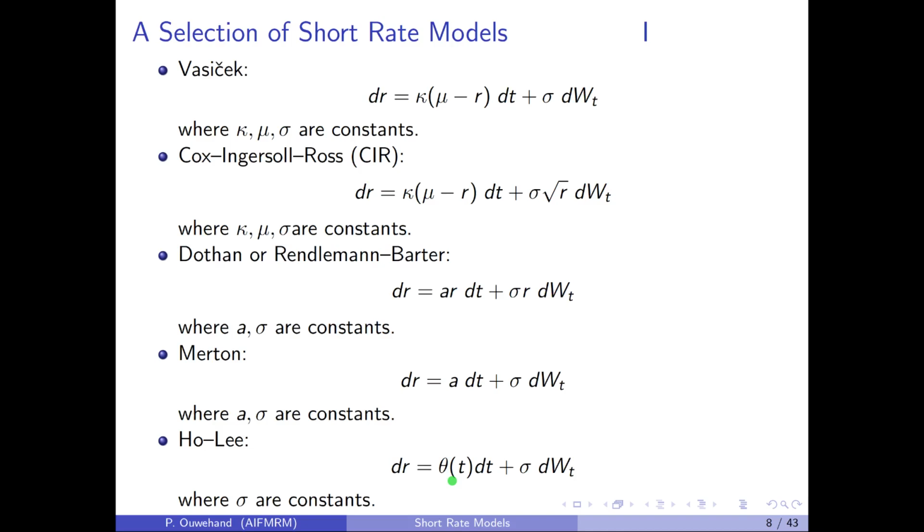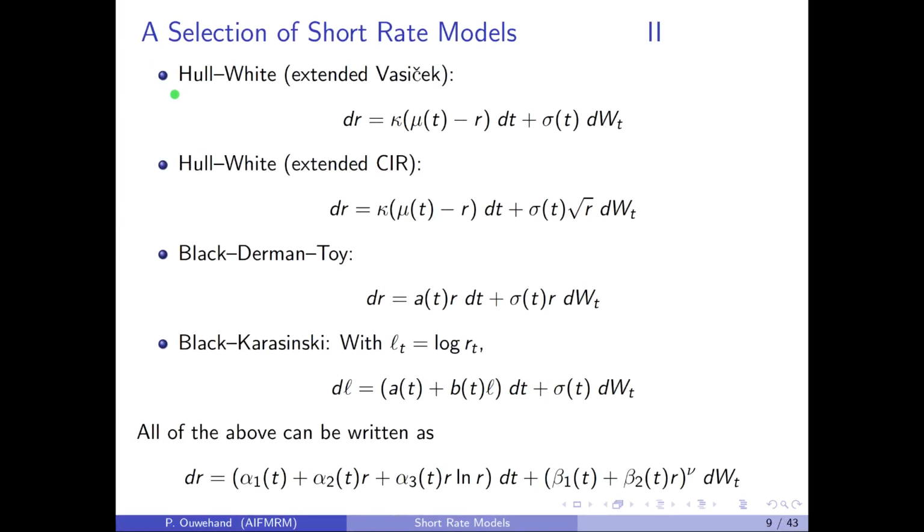Notice that the Vasicek, Merton and Ho-Lee models have short rates that are Gaussian and therefore can go negative. The Dothan model is log normal and therefore will have a short rate that is strictly positive. And as we already mentioned, the CIR model also has non-negative rates.